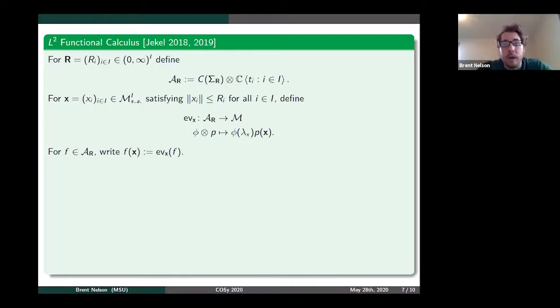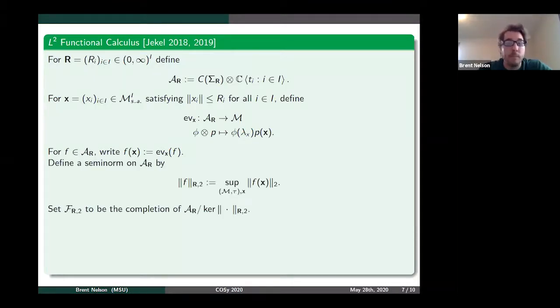Okay, so now using this, we can define a semi-norm on this space, which I'll call the R2 norm. You look at the supremum over all tracial von Neumann algebras and all tuples x satisfying this operator norm bound condition. And then you just look at the 2 norm of the image of f under the evaluation and take the supremum over all these things. So this gives you a nice semi-norm, and then you do the typical thing of modding out by the kernel of the semi-norm and then taking the completion. We'll call script FR2 the completion of this space.